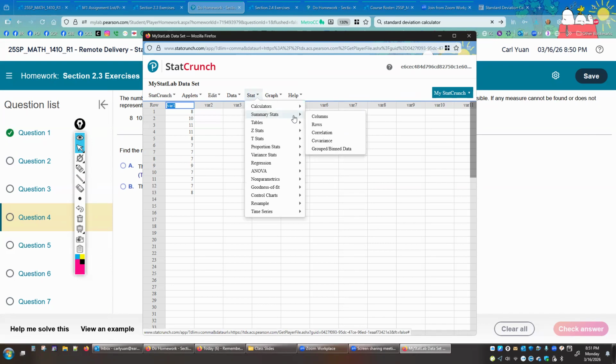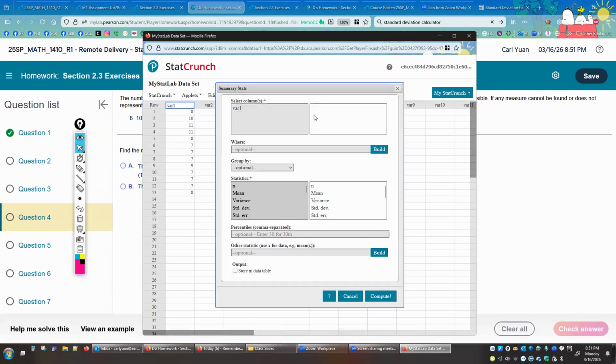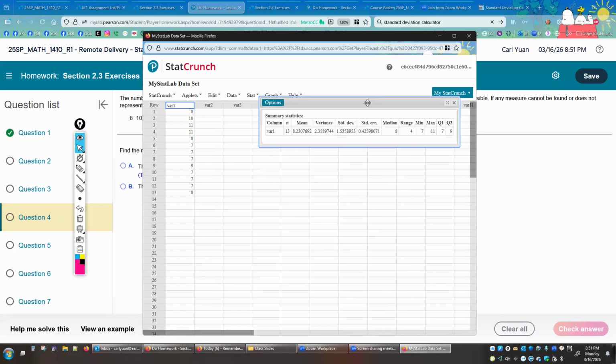The summary stats that we're looking for are in columns. First we need to tell it what column the data is in. The data is in var1. You don't need to touch anything else. We're not doing groups. And the statistics that this one offers have everything we need: N is the sample size, mean, variance, standard deviation, standard error, median, range, minimum, maximum, and all that good stuff. So all you have to do now is click on compute. I think this has everything we need.